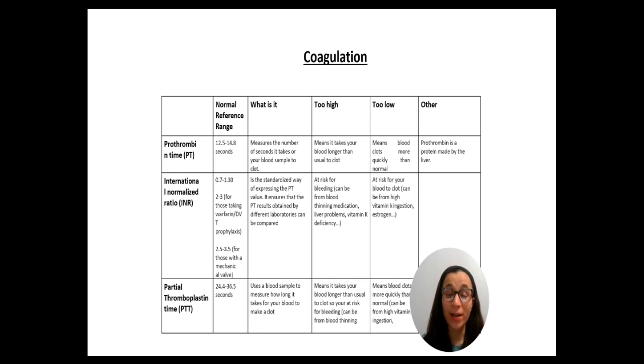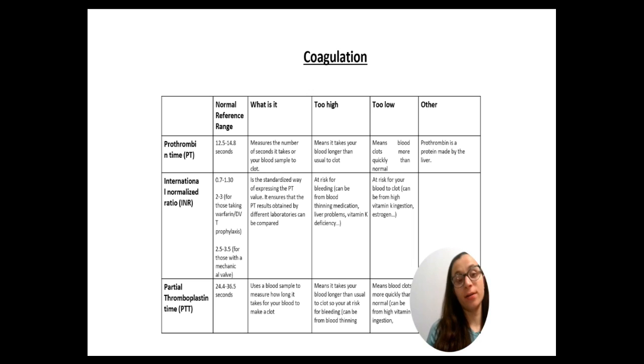Okay, next we go on to coagulation. So coagulation labs: PT, PTT, and INR. PT stands for prothrombin time. Normal is 12.5 to 14.8 seconds. It measures the number of seconds it takes your blood sample to clot. If it's too high, it can mean that it's taking longer than normal to clot. And if it's too low, it can mean that it's clotting more quickly than normal.